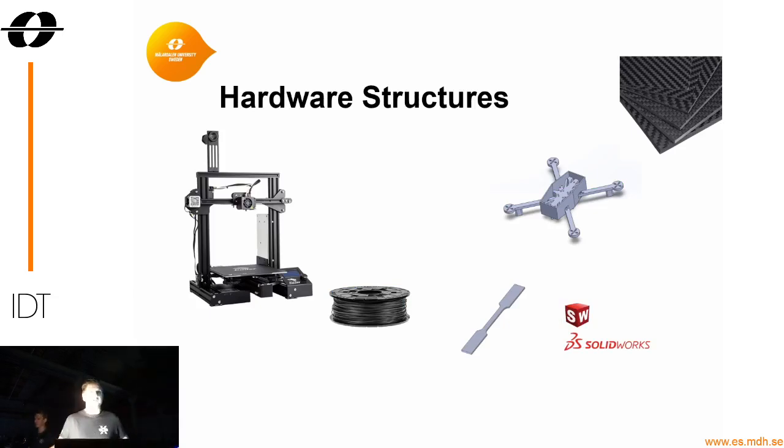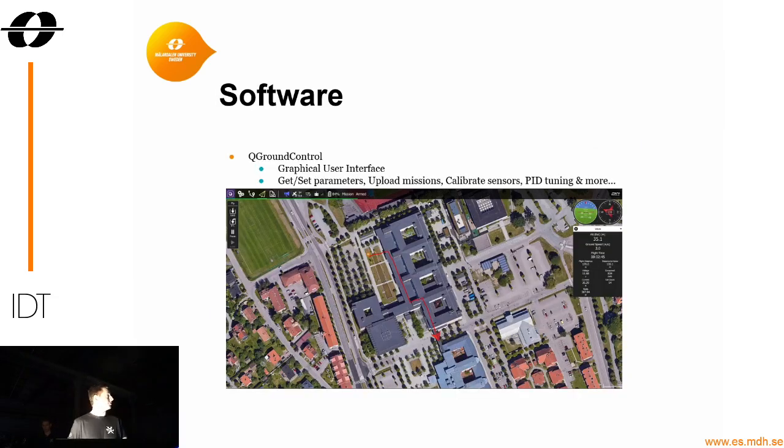So for the hardware structure, we have drawn everything in CAD, and then we have 3D printed it, and you can see it on our monitor. For the software, we are using QGroundControl, which is a graphical user interface where we can set all the parameters for the PixOC. We can also upload missions, as you can see in the picture, where we have all the information that we need when we are flying autonomously.